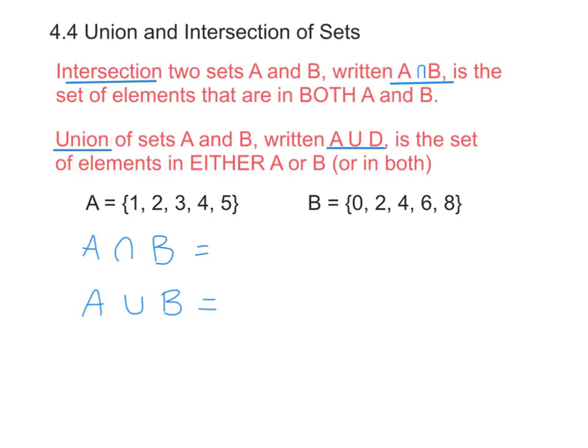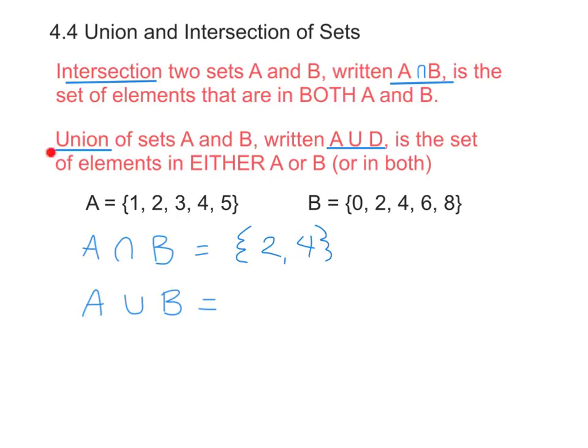Let's say we have two sets, A equaling {1, 2, 3, 4, 5}, and B equaling {0, 2, 4, 6, 8}. With those members, the intersection of the sets A and B is written A ∩ B, with an upside down U. We want the elements that are in both A and B. So what's in both of these sets? There's a 2 in both, and there's a 4 in both. So I say that A ∩ B equals the set {2, 4}.